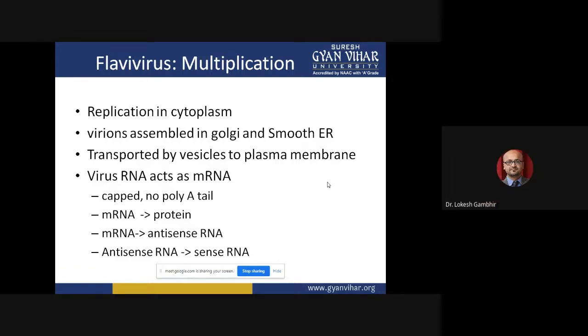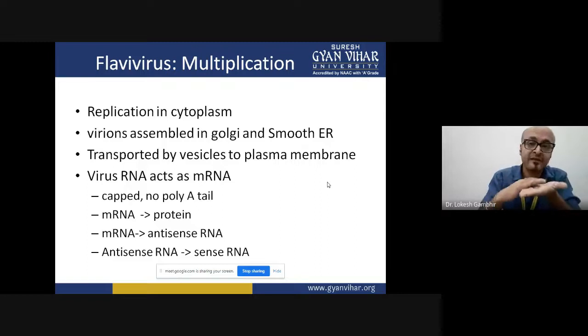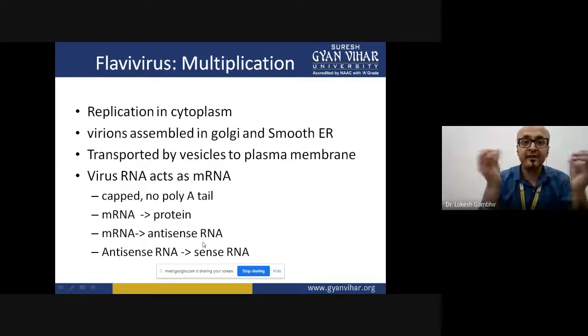And while replicating a plus sense RNA, the RNA polymerase will use this plus sense to make a negative sense. That negative sense is called antisense. So it has the potential to convert the mRNA into antisense, and then that antisense is used as a template to create multiple copies of the original template. That's how the replicas of the original templates are generated.